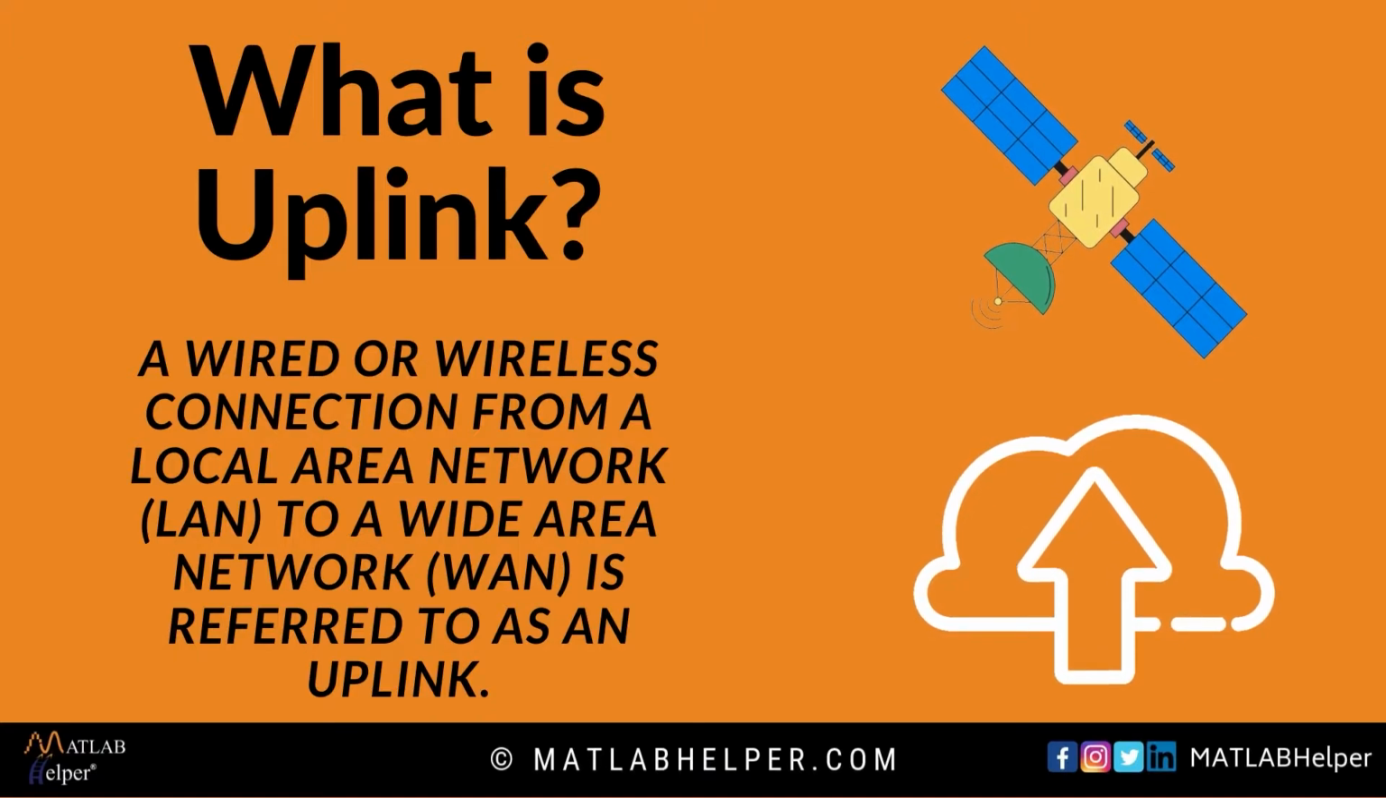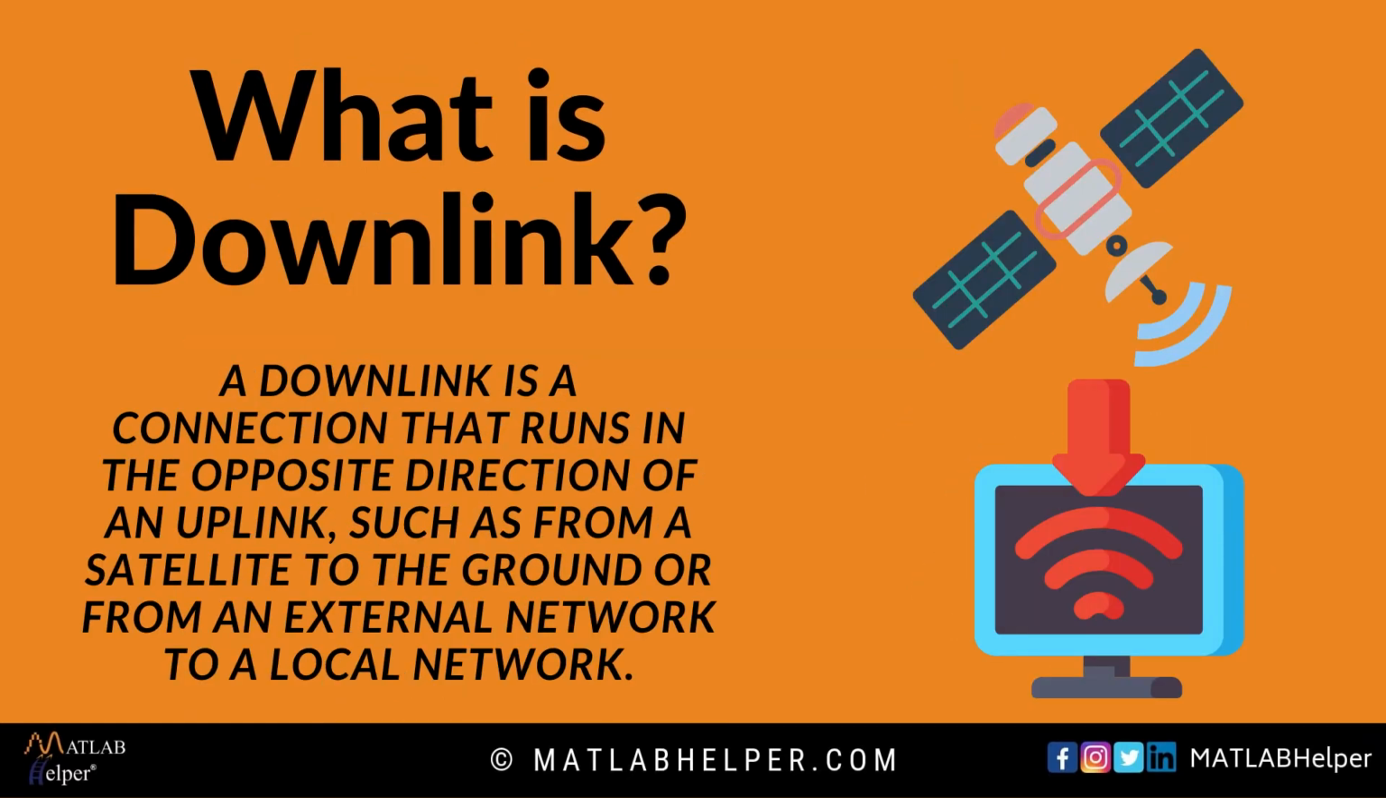Before we proceed to the code, let us learn what uplink and downlink are. A wired or wireless connection from a local area network to a wide area network is referred to as an uplink. In other words, it is basically transferring information from the local area network, that means the personal computer, to the satellite. However, in the case of a downlink, the opposite happens. That means data is transferred from the satellite to the ground. It can be wired as well as wireless. Now, let us jump into MATLAB and see the spectrum.